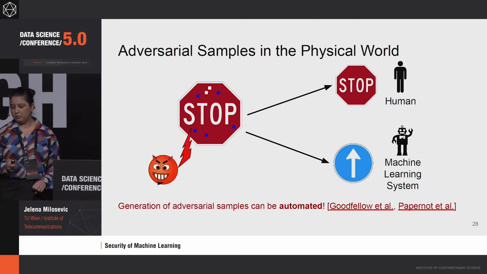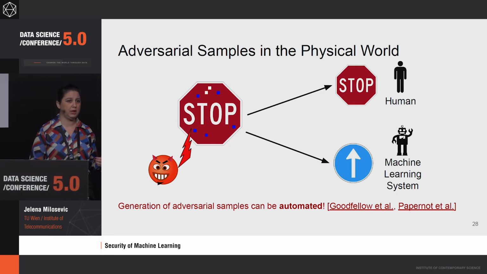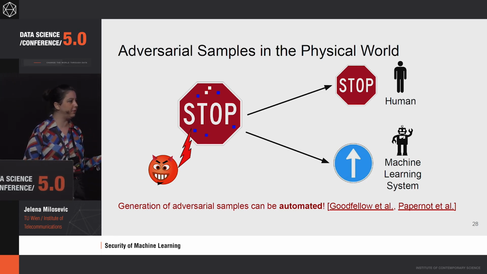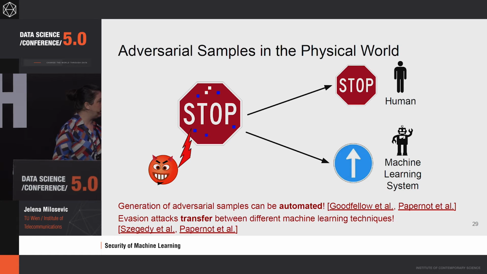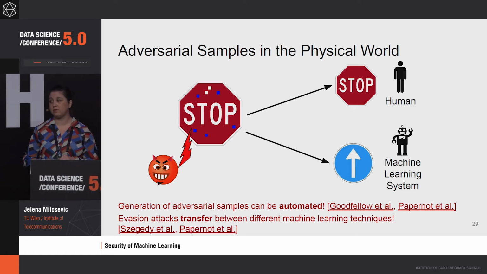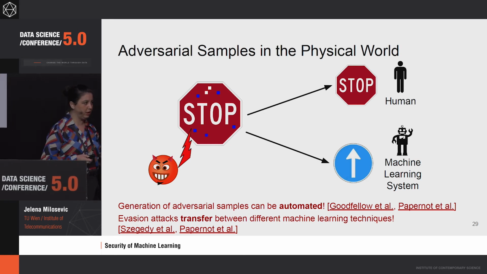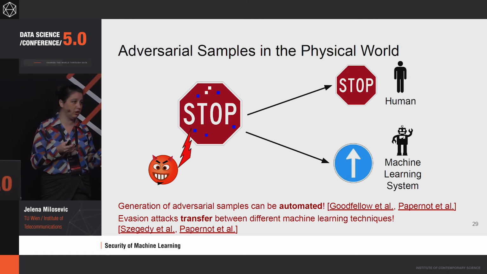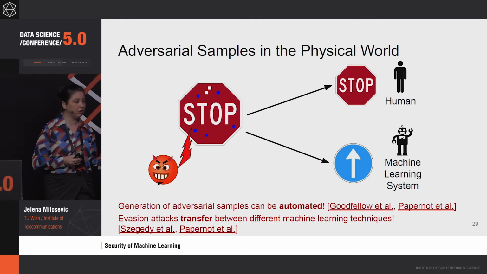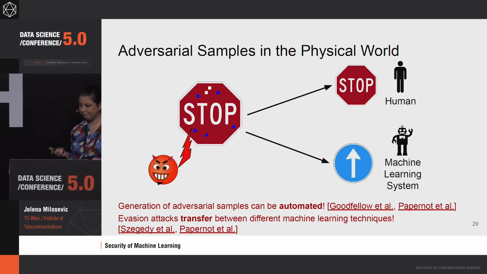And what is even more worrying is that such perturbations can be generated in an automated manner. So it is not complicated to generate such manipulations to be added to images. And in addition to this, such manipulations also transfer. So if one is able to create a set of manipulations that work on a stop sign, this set of manipulations can be applied also to other images and trick also other machine learning-based systems into causing misclassifications.